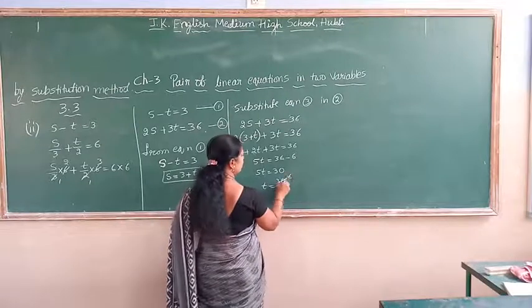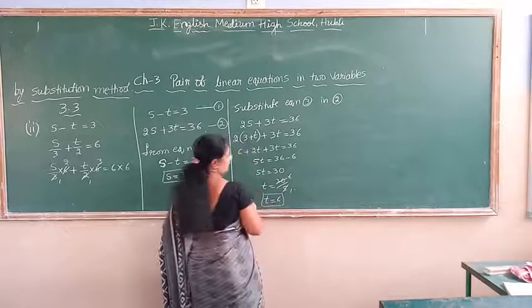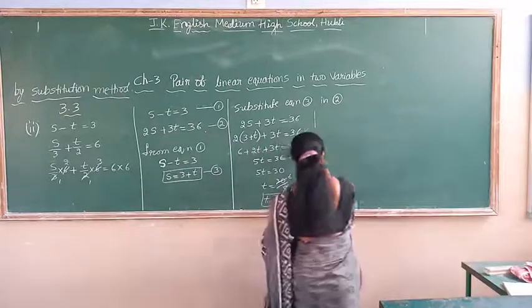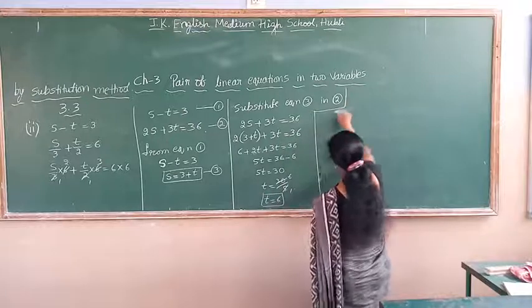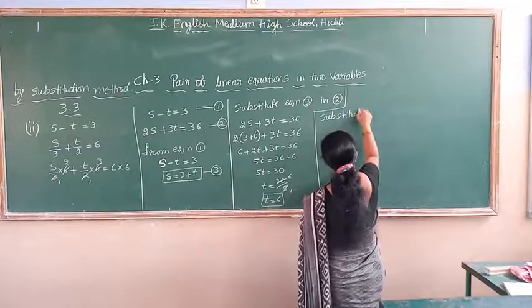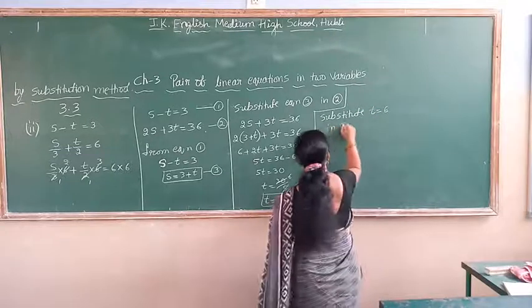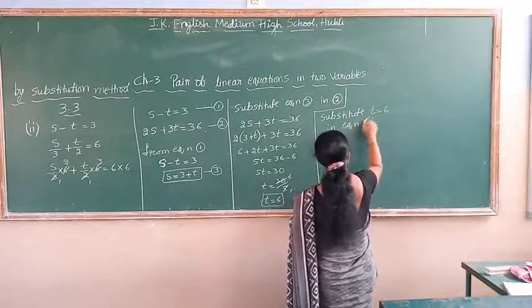5 ones are 5, 6 are. So the t value I got is 6 here. After getting this value, I have to substitute it in equation 3 directly. Substitute t is equal to 6 in equation 3.